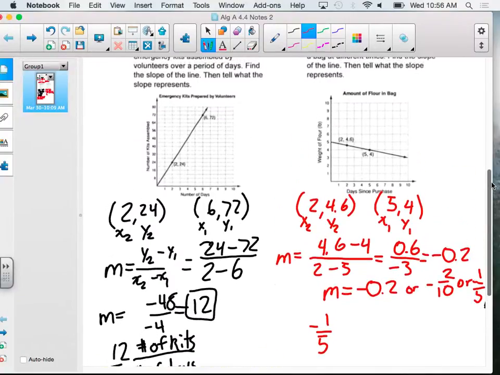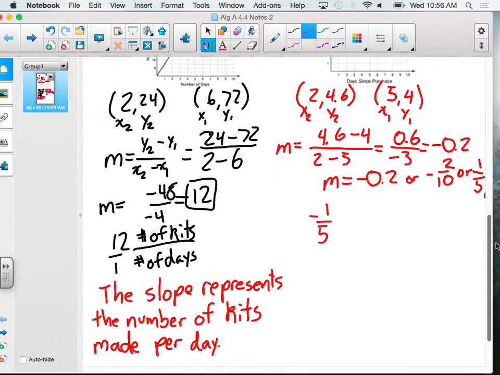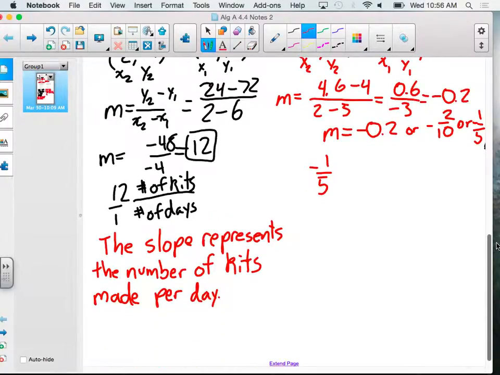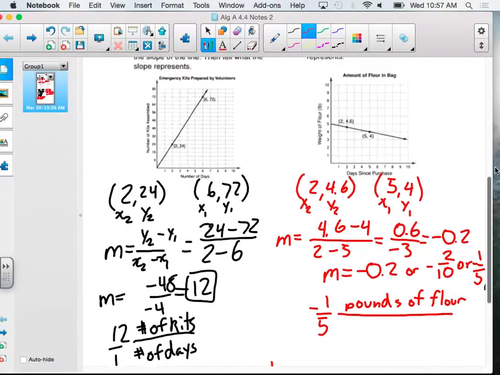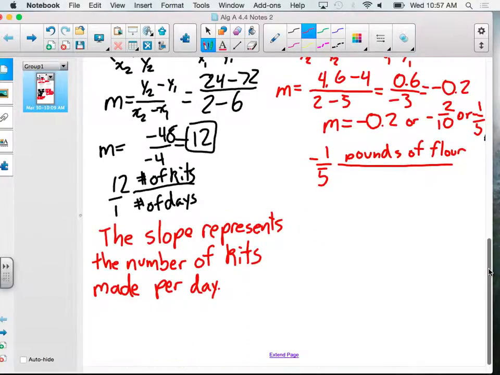Our rise is what goes upstairs, and that's the change in our y value. So what is our label for our y? Pounds. Pounds of what? Flour. Pounds of flour, okay. So we'll do pounds of flour. And over, what's our label for our x values? Days since purchase, so we can put number of days.